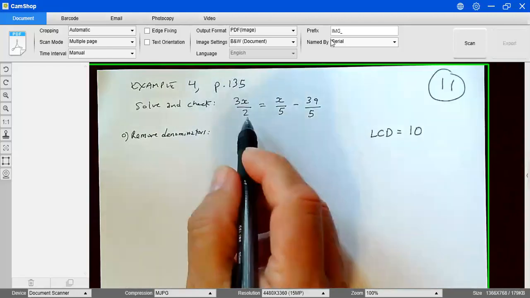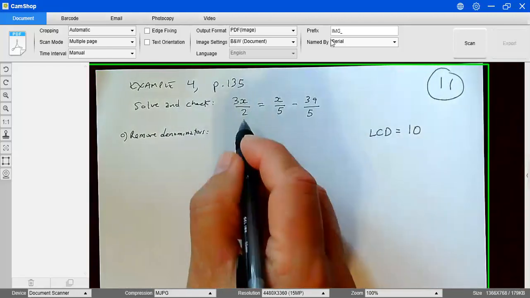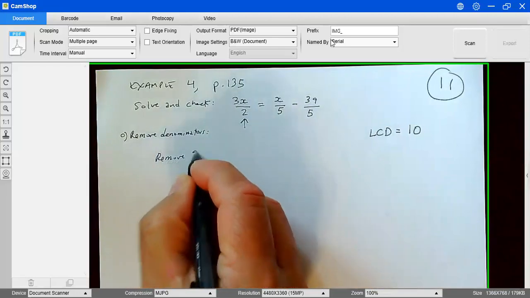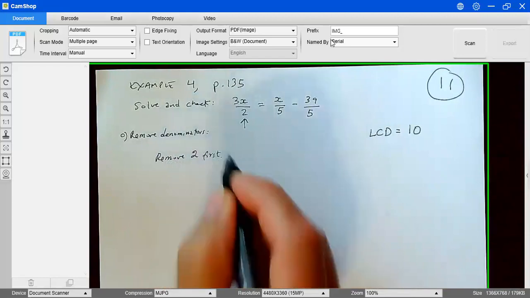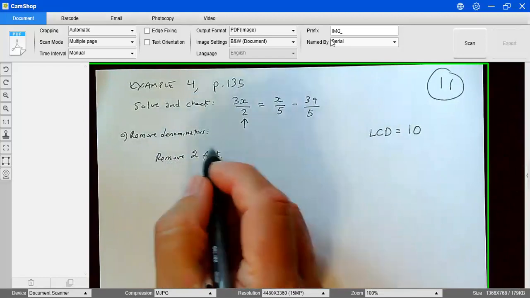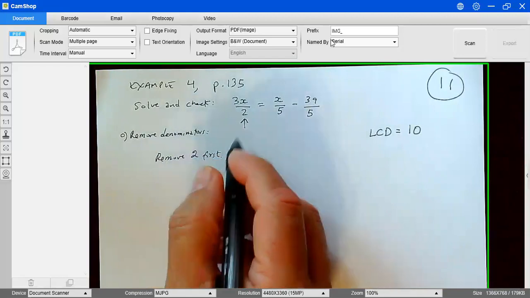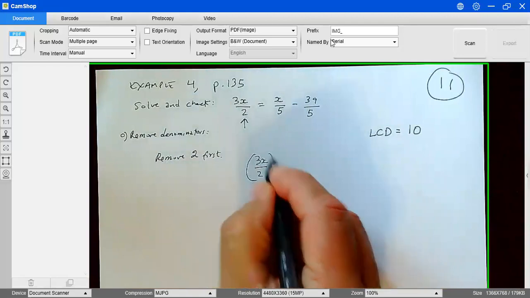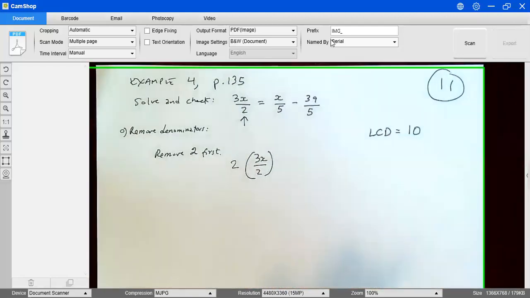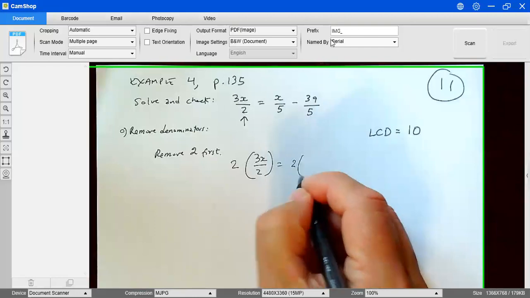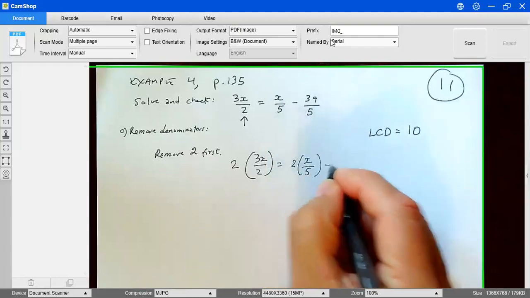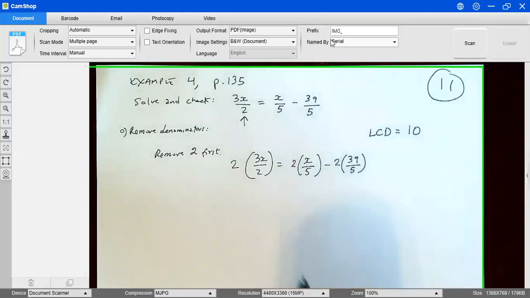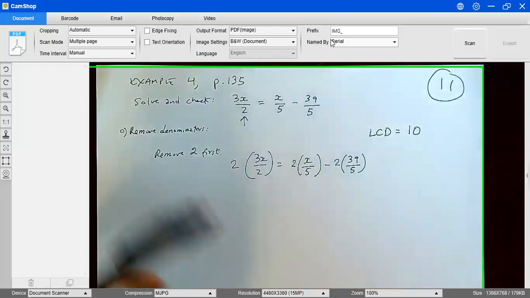So let's say that we want to remove first this denominator. So we want to remove 2 first. We're going to remove the denominator that is equal to 2 first. So I'm going to multiply every term by the denominator I want to remove. Every term. So you can see here I'm multiplying everything by 2 because I want to remove 2.